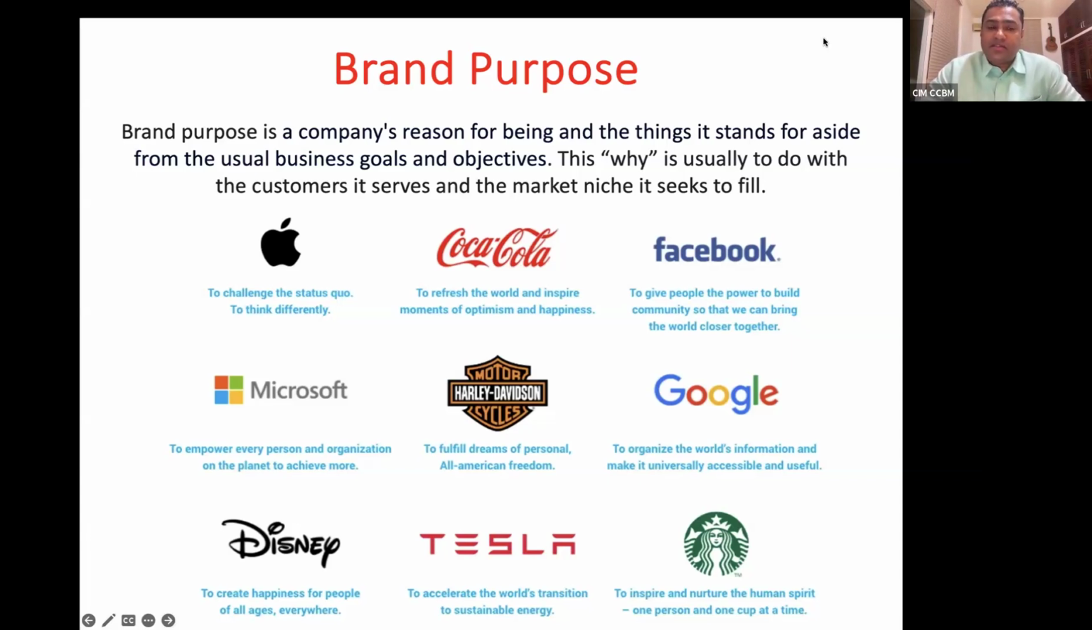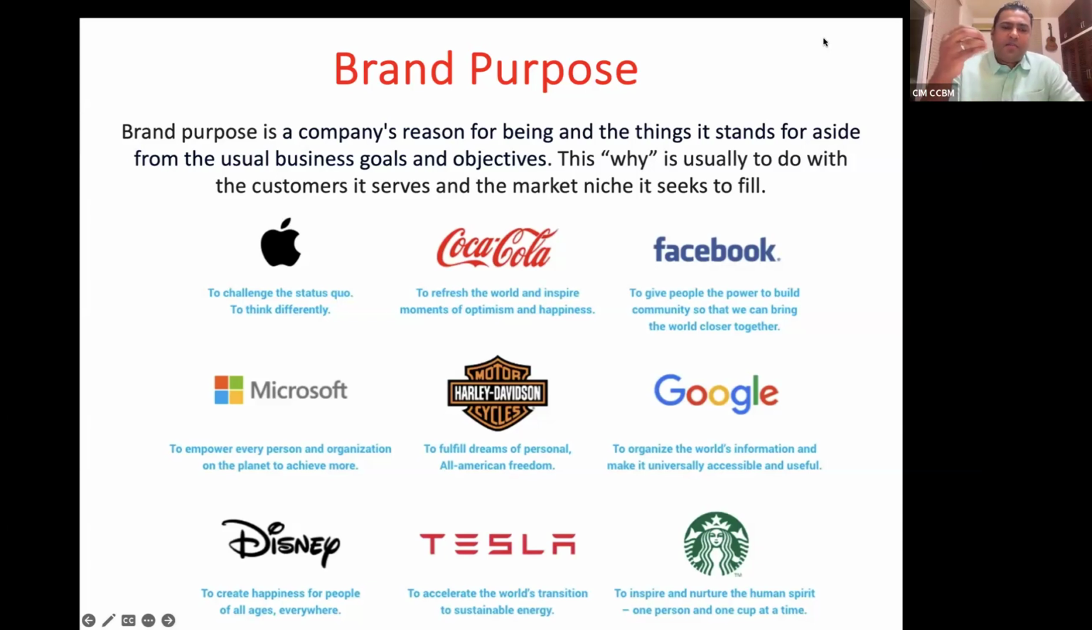Coca-Cola's brand purpose is to refresh the world and inspire moments of optimism and happiness. I like the Harley-Davidson: to fulfill the dreams of personal all-American freedom. Let's look at the Disney: to create happiness for people of all ages, everywhere. So to some extent, when you look at this, you can understand the ethos of the brand, the purpose of the brand.